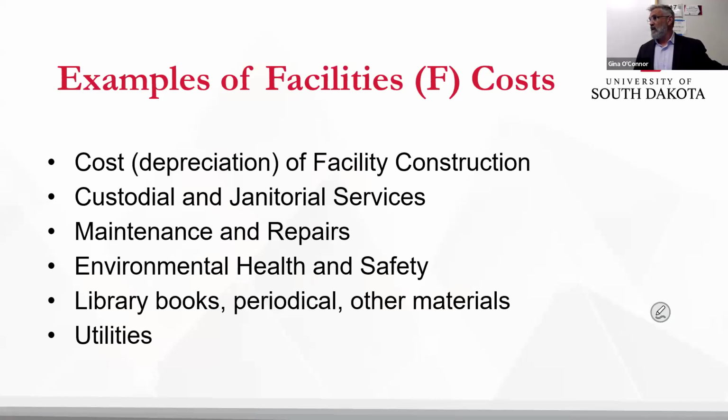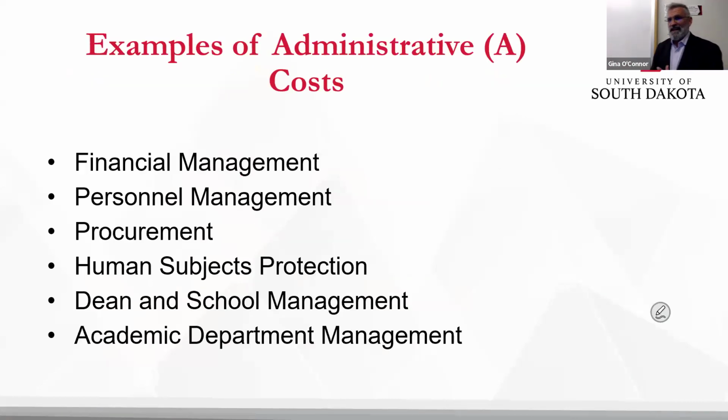The cost of facility construction and the depreciation associated with that, custodial and janitorial services, maintenance and repair, environmental health and safety, library books, utilities, all of those things are bundled together as being part of the facilities portion of the facilities and administrative costs. On the administrative costs, examples are financial management, personnel management, procurement, human subjects protection.